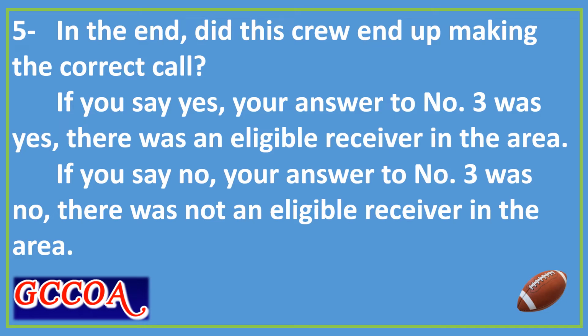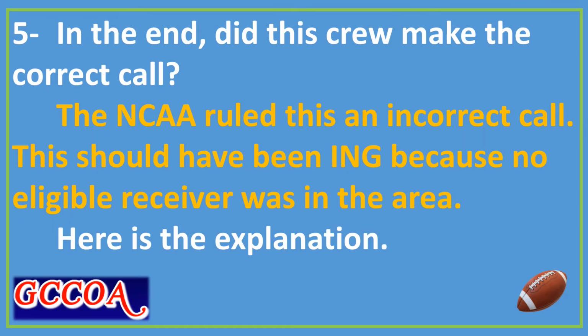Number 5, in the end, did this crew end up making the correct call? If you say yes, your answer to number 3 was yes, there was an eligible receiver in the area. If you say no, your answer to number 3 was no, there was not an eligible receiver in the area. So number 5, in the end, did the crew make the correct call? The NCAA ruled this an incorrect call. This should have been intentional grounding because no eligible receiver was in the area.